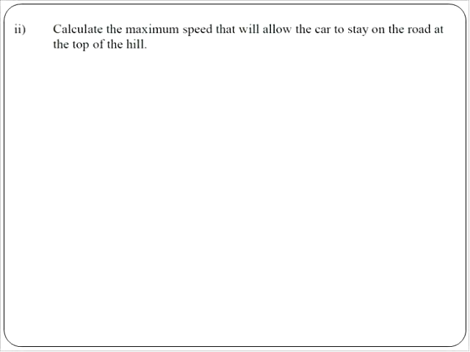Next one. What would be the maximum speed that would allow the car to stay on the road? Remember, as the car goes faster and faster, it would start to lift off the road. And if you've ever gone over a bump fairly fast, the top of a hill fast, you can actually feel your car lift a little bit. So in this particular case, again, Fn equals 0. That's the key to this one.